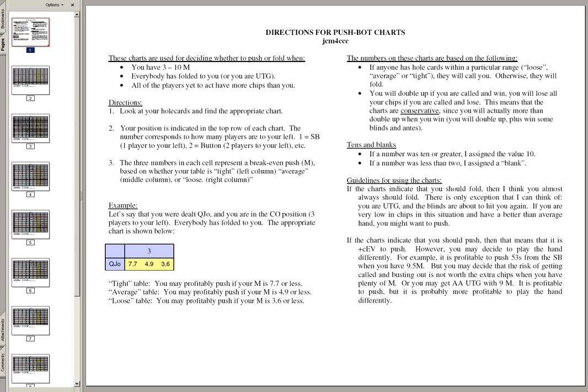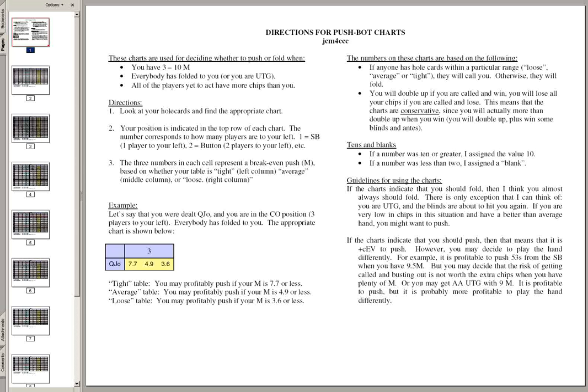To determine how large your chip stack is in relation to the blinds, we use a number called M. To determine your M, first add up the total amount of chips that are in the pot pre-flop, as well as any antes, and divide your remaining stack by that number. So if there's a 50 chip small blind and 100 chip big blind, then there's 150 chips in the pot pre-flop. Let's say you've got a 1,500 chip stack. 1,500 divided by 150, then your M is 10.